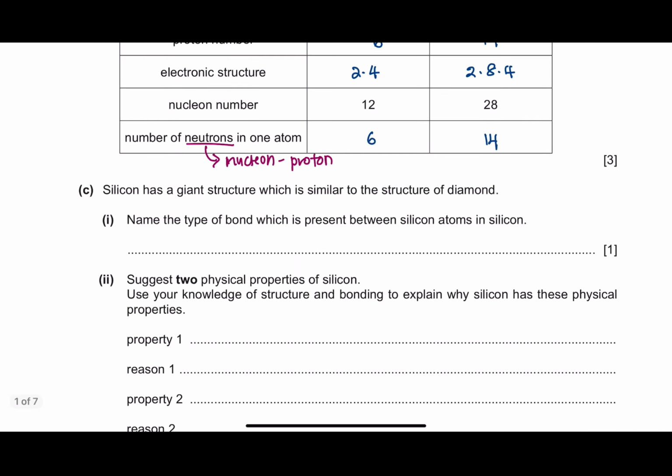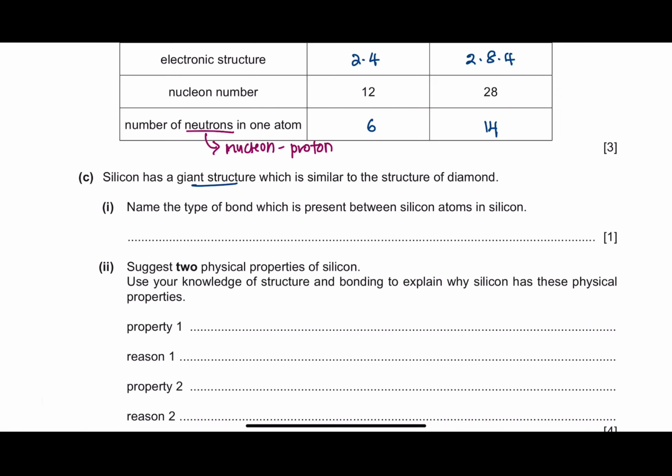Now question C. Silicon has a giant structure which is similar to the structure of a diamond. Name the type of bond which is present between silicon atoms in silicon. So we only have two types of bond. One is covalent and one is ionic. Since this is a non-metal element, the type of bond present in your element would be covalent.